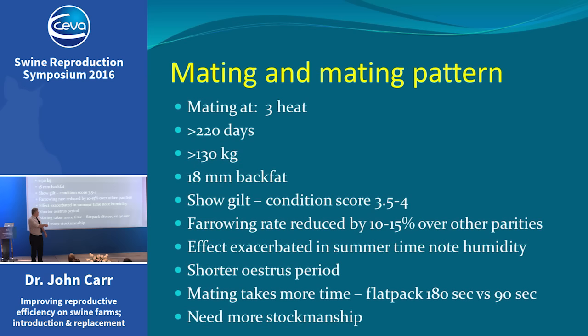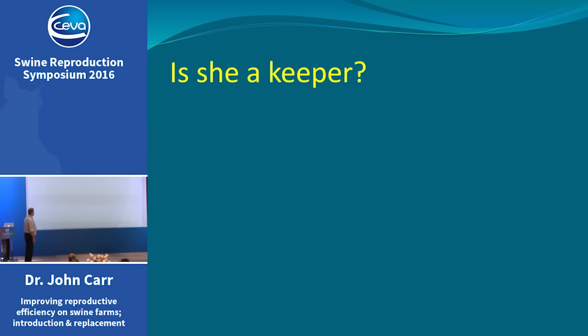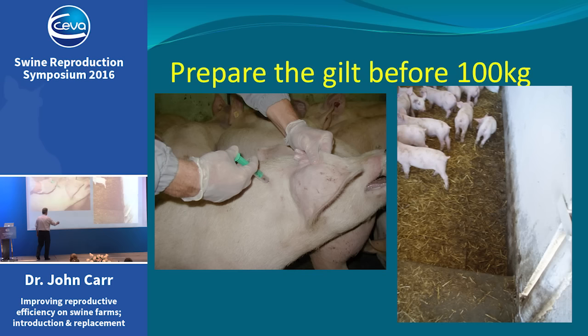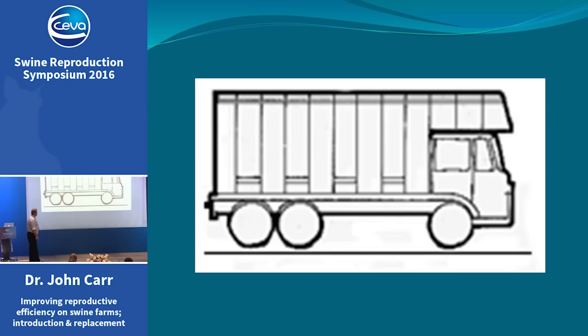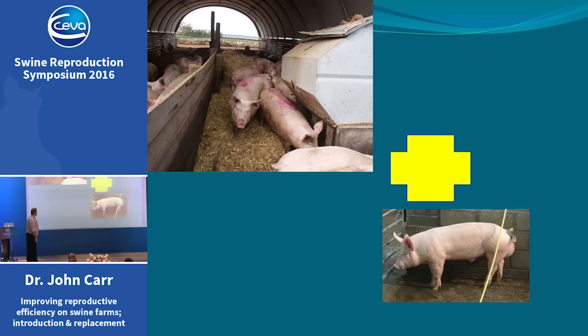But everybody knows all these numbers. But when you actually go to the farm, you find I'm breeding animals at 170 days, at 150 kilos. I mean, the bloody things are monsters. Is she a keeper? Well, we vaccinated her before she's 100 kilos. She has the right genetics. We've put her in a truck, delivered her to the farm, put her to a boar. And then what did we do? We walked away. We shut our eyes and walked away.